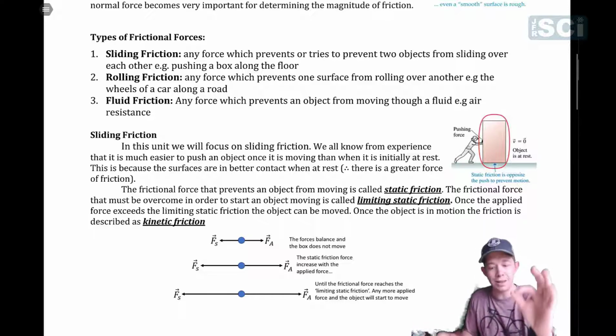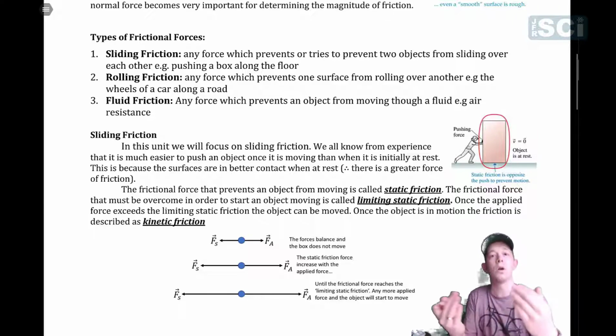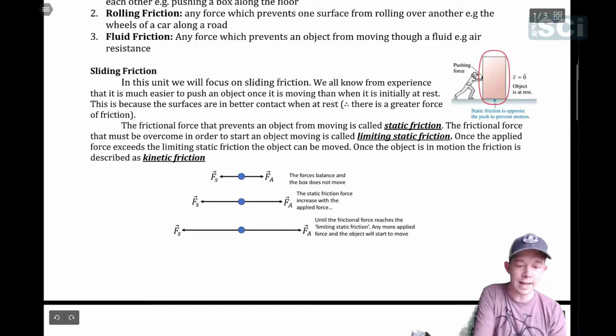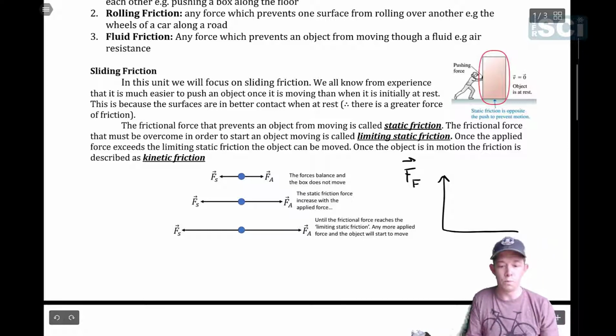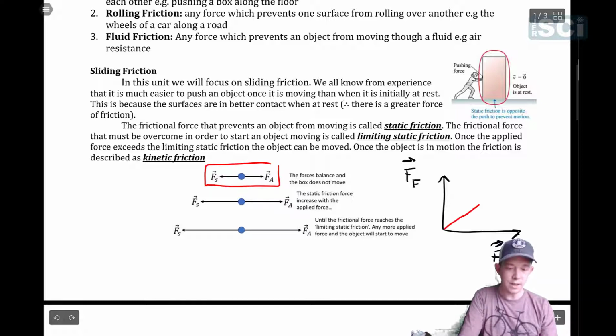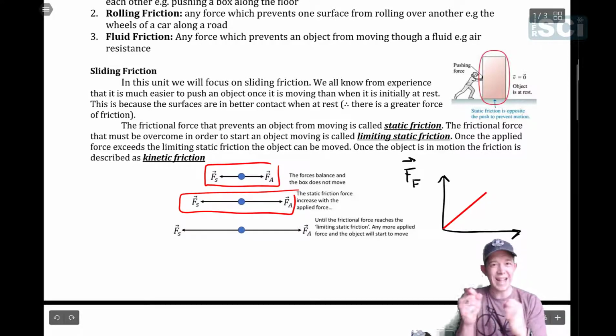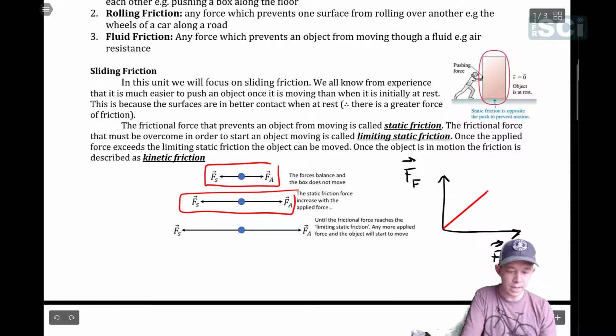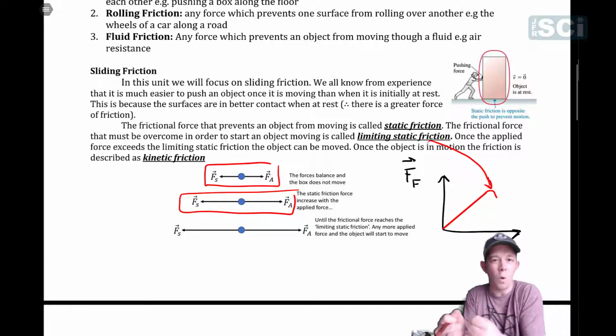So there's an upper limit of what the contact between the two objects can withstand before we start to see some type of motion. Looking at it as a graph, you have your frictional force on the vertical axis and your applied force on the horizontal axis. The frictional force will match the applied force up to a certain point, so it will be essentially a straight line where the applied force and the frictional force equal each other. However, there will be a point, our limiting static friction, where the object can't hold on any longer.